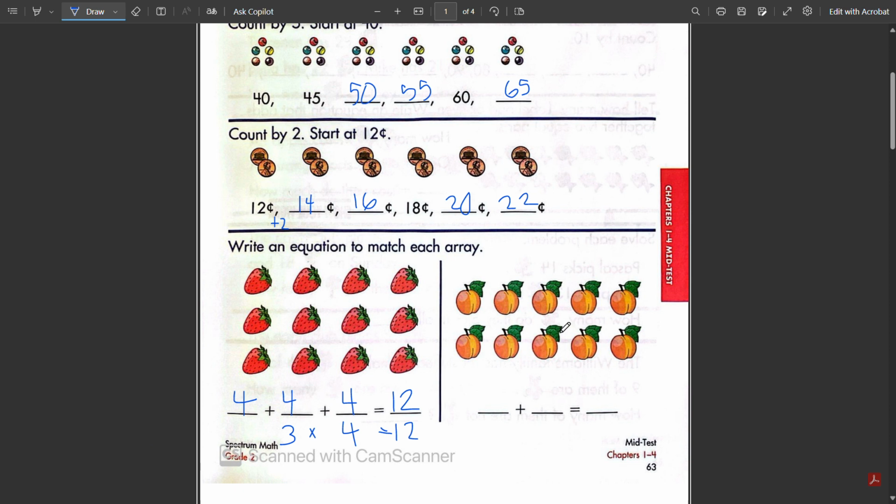Okay, here we have 1, 2 rows, and there's 1, 2 blanks. So we count how many are in each row. 1, 2, 3, 4, 5. And we know the bottom row also has 5. 5 plus 5 is 10. And in multiplication form, this would be 2 times 5 equals 10.